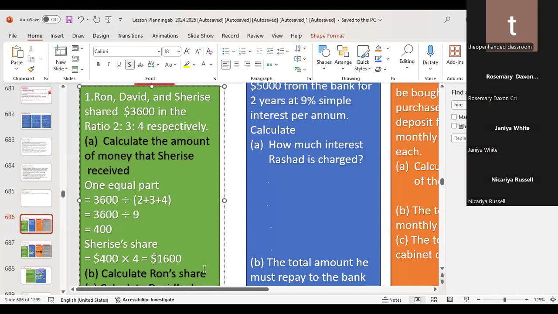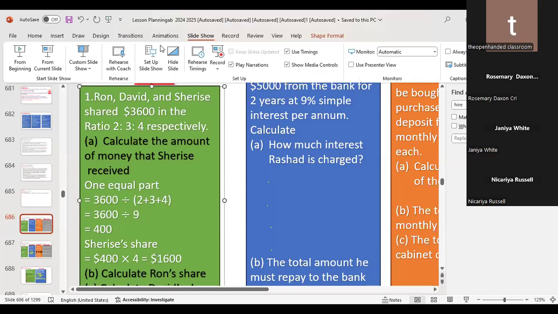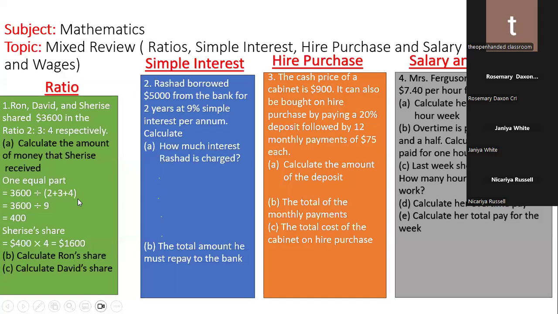All right, good. So that's how to do that. Quick recap. What did we do? We said that Ron, David, and Sharice shared 3,600 in the ratio 2 to 3 to 4, respectively. So we have to find what one equal part is. One equal part is 3,600 divided by the sum of these three numbers, 2 plus 3 plus 4, and that's going to give us 9. So we have 3,600 divided by 9, which gives us 400.